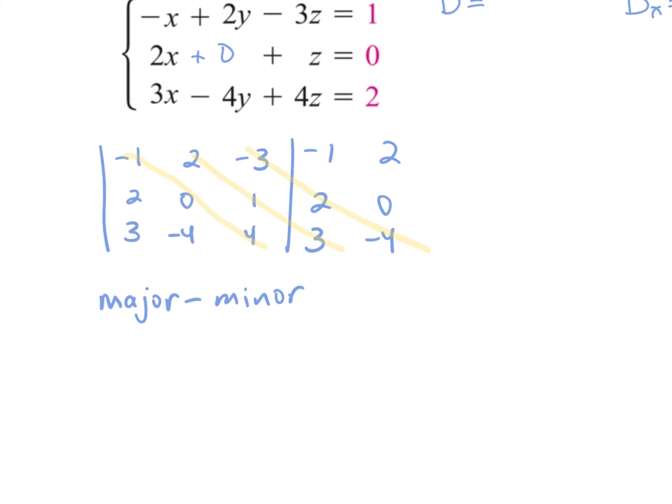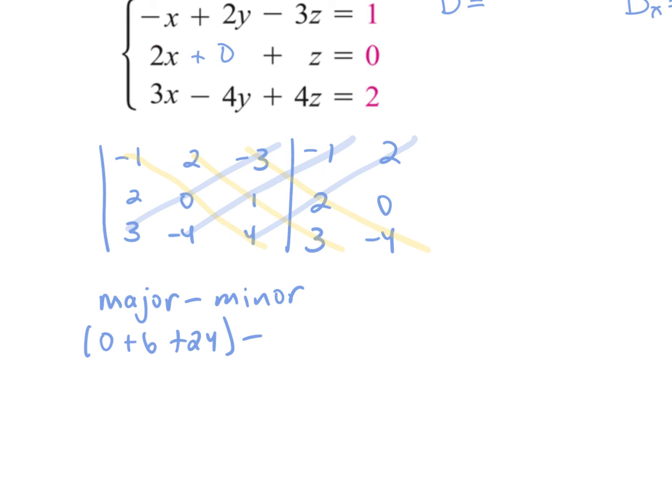What's negative 1 times 0 times 4? 0. What's 2 times 1 times 3? Plus 6. Negative 3 times 2. What kind of 6? Negative 6 times negative 4 is positive 24. Good. Now we have our minors.